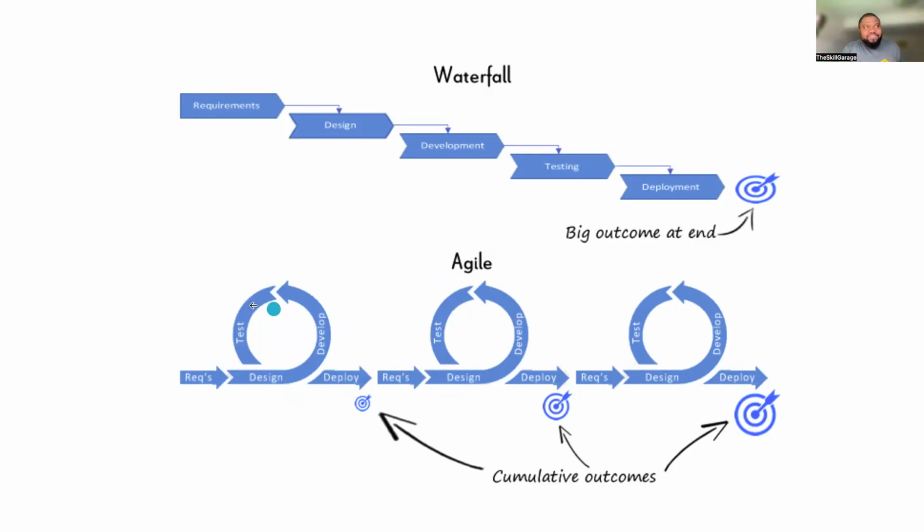So you do this first iteration, you create an increment. You do another iteration, you add to the previous one, cumulative, another increment. You do another iteration, increment. The good thing about this is that if you do this, you can get feedback quickly. That's the good thing about Agile. You can get feedback quickly.